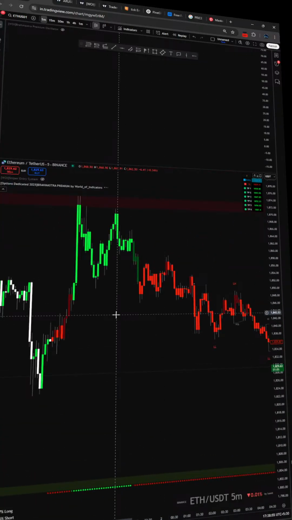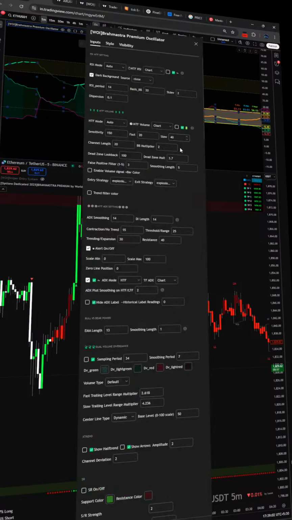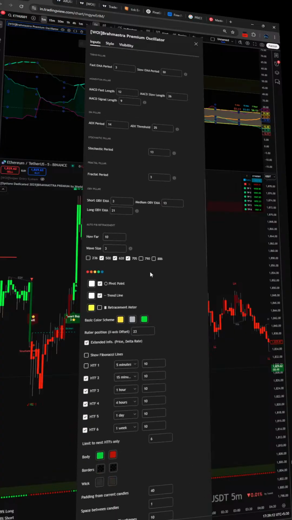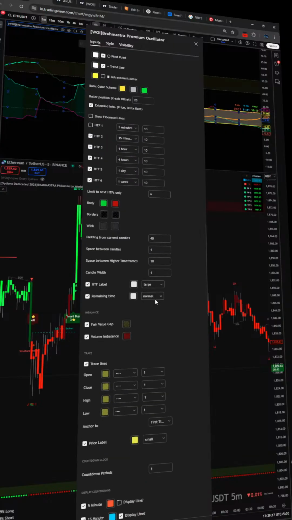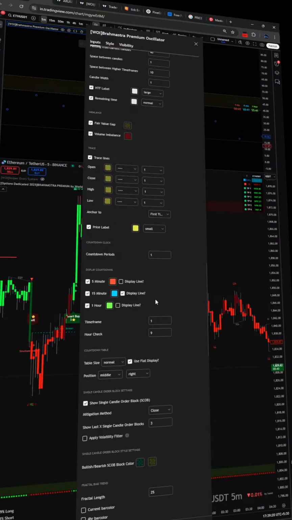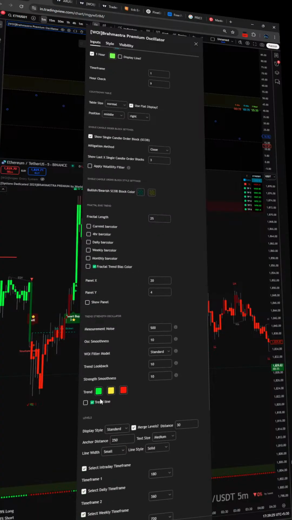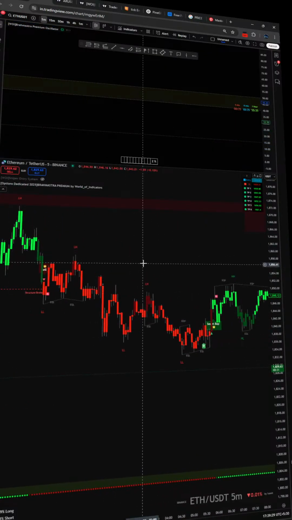There are many things. I can't explain everything in just one day. There are many concepts inside it: support resistance zones, automatic Fibonacci. There are many concepts, and you will learn slowly.